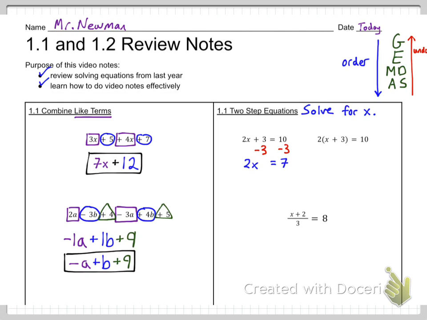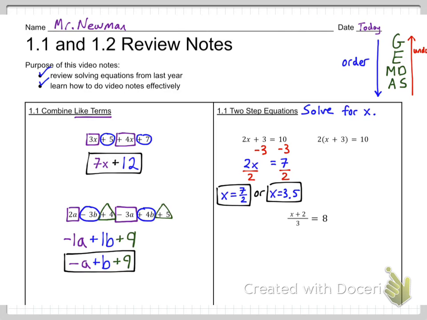And now I can undo the 2 times x. Remember, a letter or a variable that's right next to a number, that represents multiplication. So we have 2 times x equals 7, and I'm going to undo multiplication with division. Another nice thing about GEMDAS is it kind of reminds you what the opposites are. The multiplication and division are opposites, and addition and subtraction are opposites that undo each other. So we get 7 halves. That is, of course, just one way to write it. You could also write 3.5, and both of those are acceptable answers here.